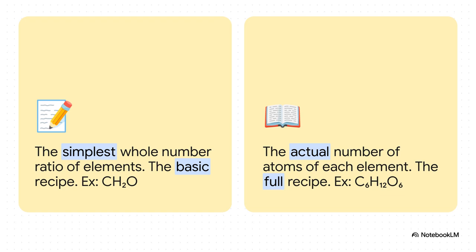For glucose, it's 1 part carbon, 2 parts hydrogen, 1 part oxygen. So CH2O. But the molecular formula, that tells you the actual number of atoms in one single molecule, the full scaled-up recipe. In this case, that's C6H12O6. As you can see, the molecular formula is always just a simple multiple of the empirical one.